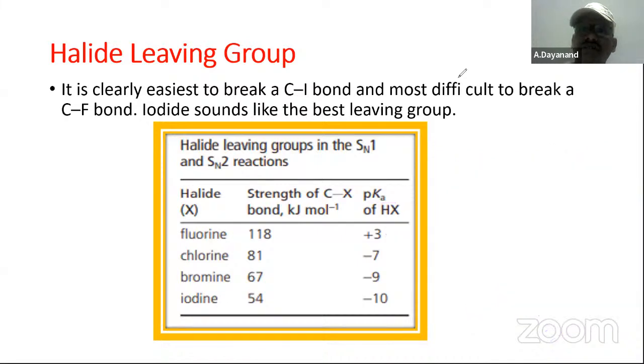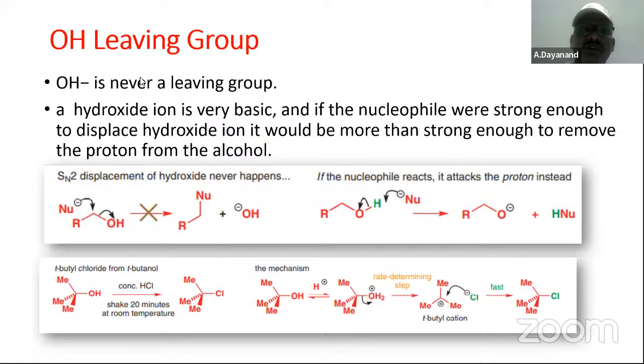Okay, that is leaving groups we have studied. OH is never a leaving group. A hydroxide ion is very basic, and if the nucleophile were strong enough, it would remove the proton from the alcohol. We cannot remove this OH easily, so what we have to do is acidify it. In order to remove this OH, we have to protonate it. On protonation, the hydronium-type ion H2O plus is formed, and now you can easily remove it. Actually, OH minus is not a good leaving group.